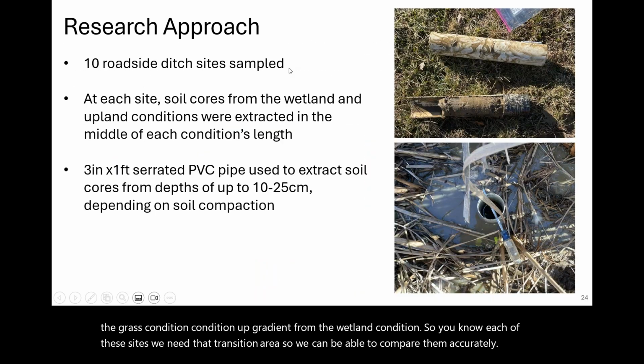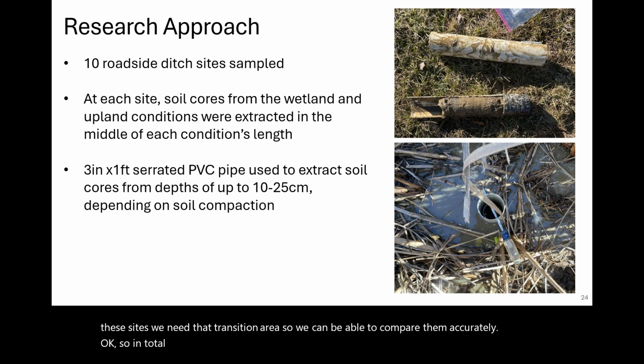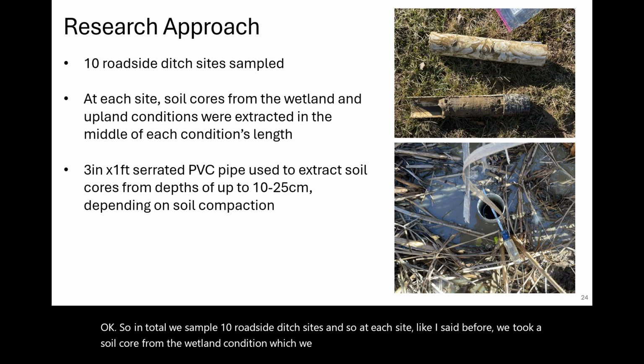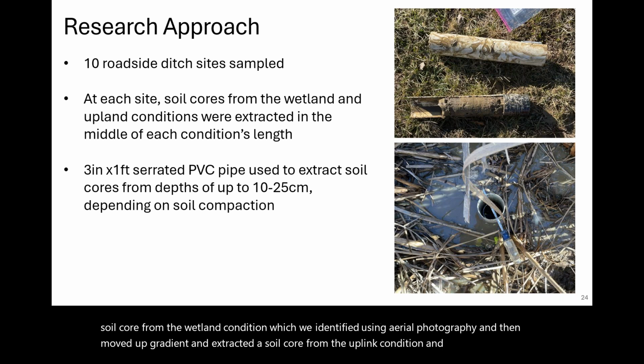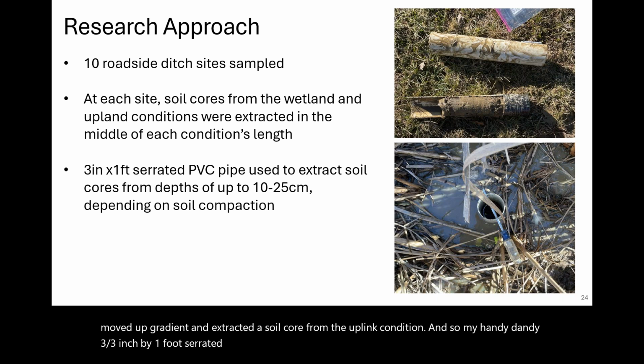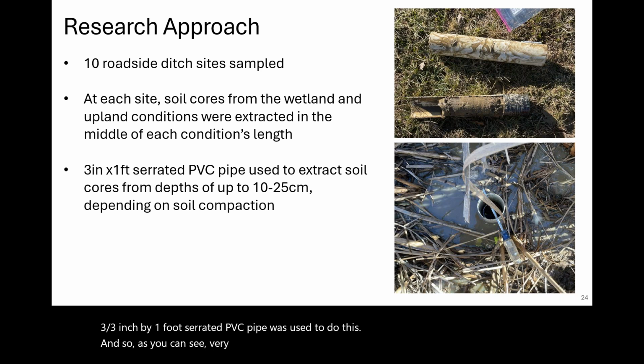Okay, so in total, we sampled 10 roadside ditch sites. At each site, like I said before, we took a soil core from the wetland condition, which we identified using aerial photography, and then moved up gradient and extracted a soil core from the upland condition. My handy dandy 3-inch by 1 foot serrated PVC pipe was used to do this. As you can see, very high-tech setup we have here.